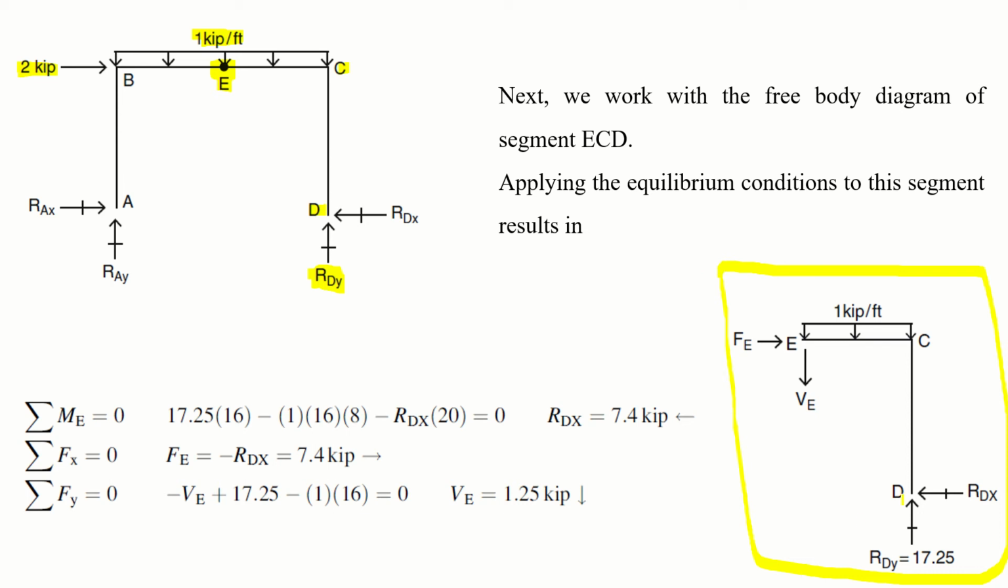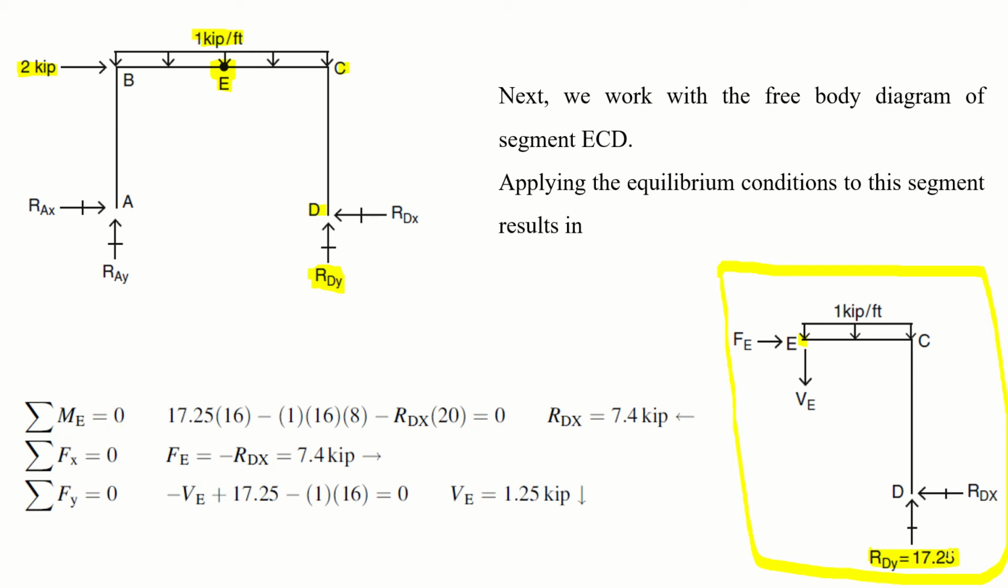Now look at segment ECD. We already know RDY, right? So we know the value of RDY, we don't know the value of RDX yet, and the applied load here is only the gravity load. So applying the equilibrium conditions to this segment results in summation of moment about point E equal to 0. Since E is an internal hinge, the summation of moments will of course be 0 at point E.